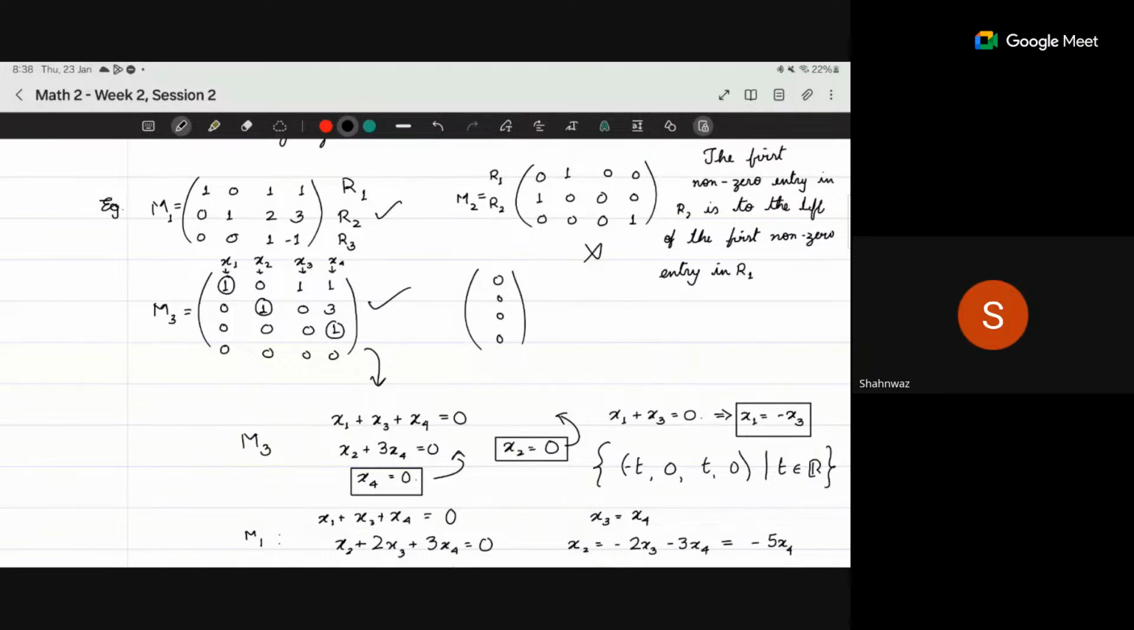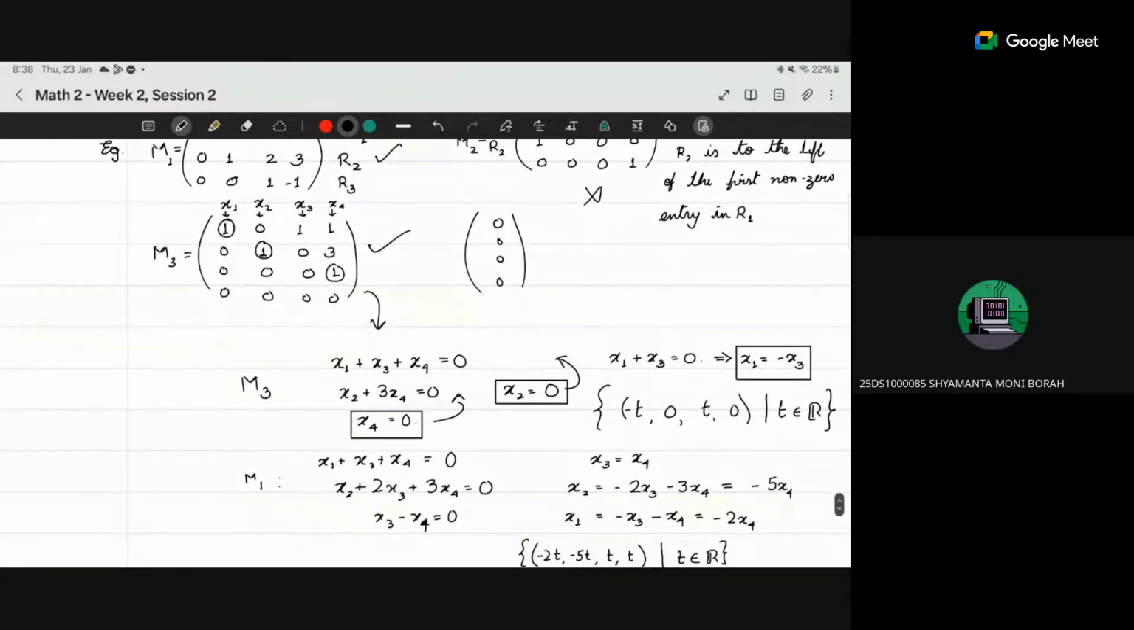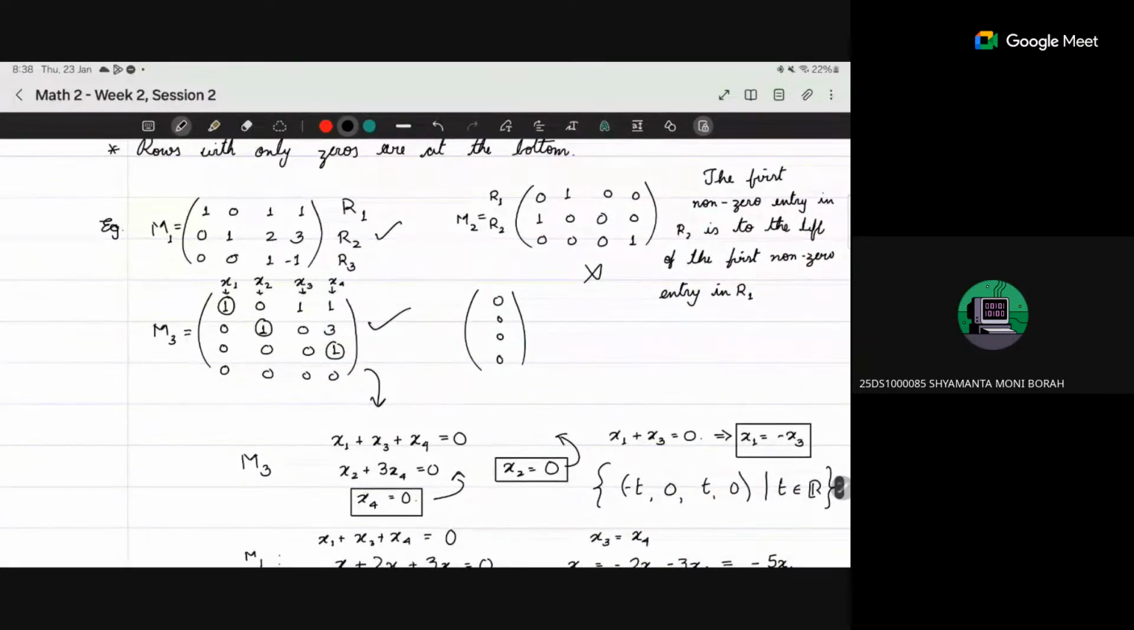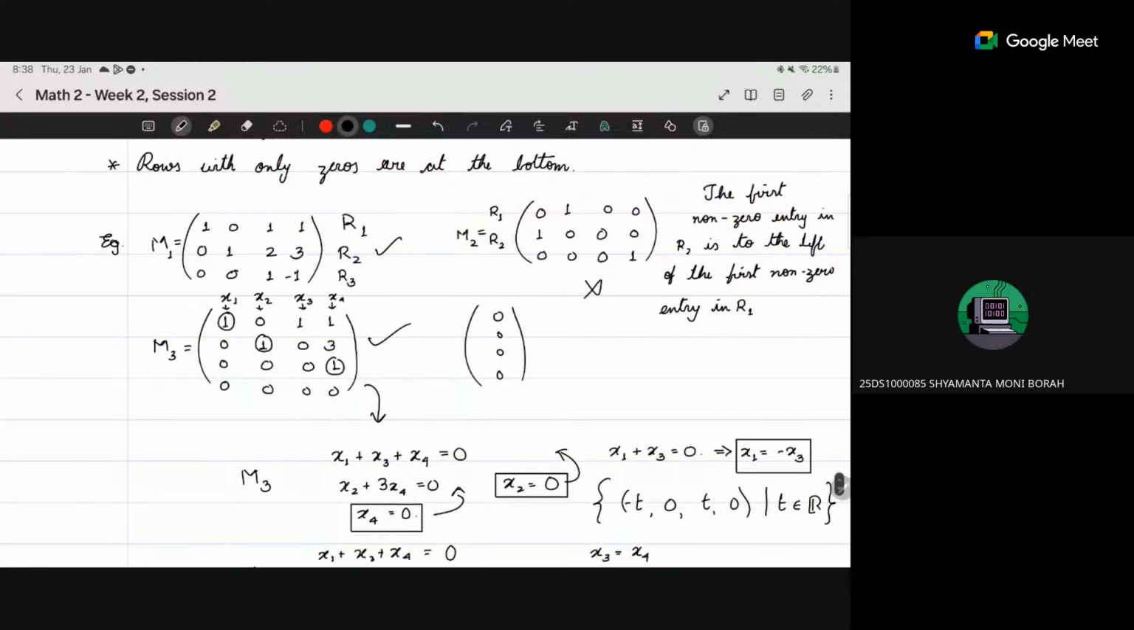If you look at these leading non-zero entries, in which columns do they occur? In the circled columns, no? 1, 2, 4. Consequently, here you see that x1, x2, x4 are dependent variables and x3 is the independent variable. This is the formal definition: for whichever column there is a leading 1 entry, that column corresponds to a dependent variable.